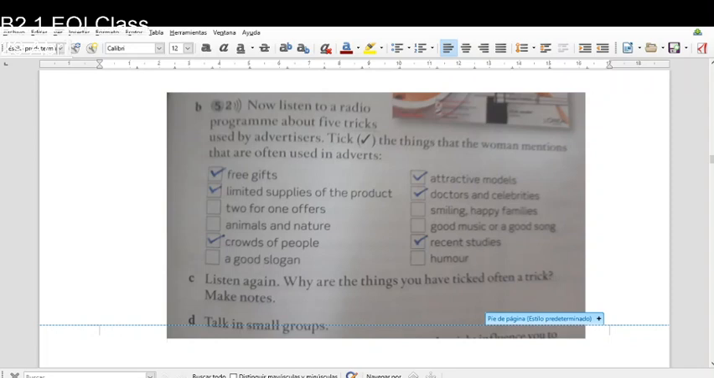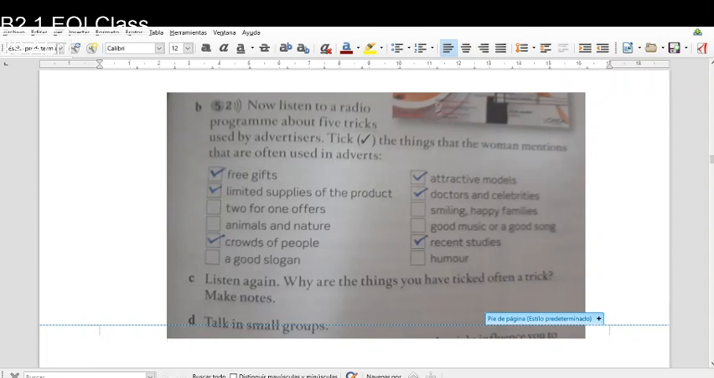Limited supplies of the products. Wow. They say that there are limited supplies, but maybe it's not right. It's not true, because they could easily produce more if they want to. They don't run out of the products and it's a lie. Crowds of people. They say everyone is using it, then maybe it's not true. If everybody is using it, it's because it's good, or everybody can be wrong, then it's not a good way of saying everybody is using it.